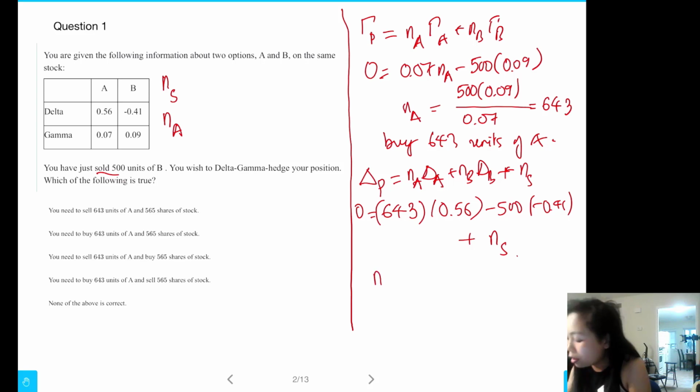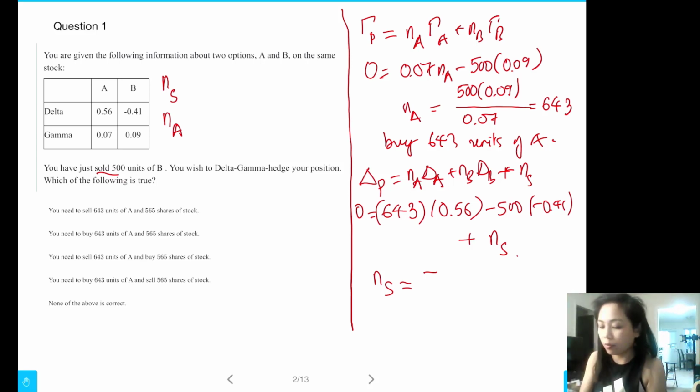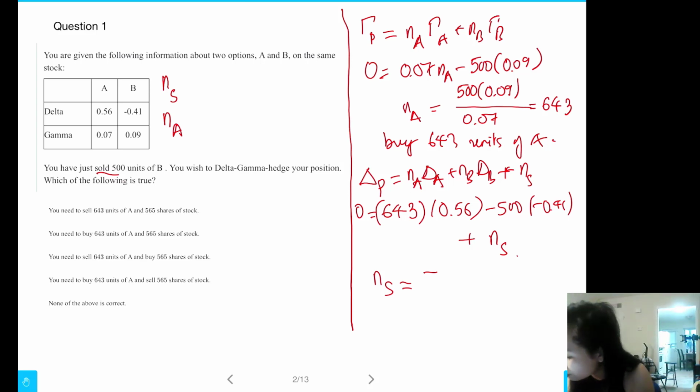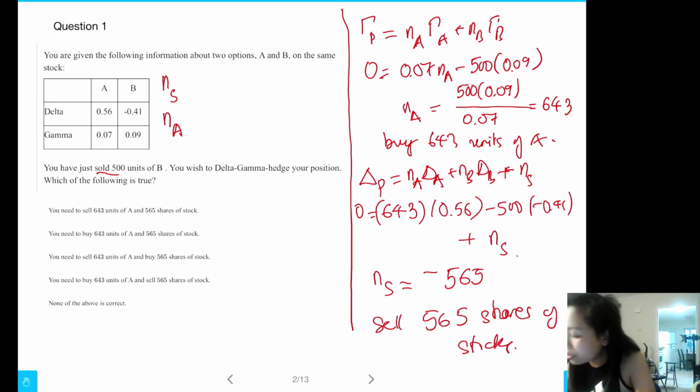We got NS should be negative: 500 times 0.41 plus 643 times 0.56 gives 565, and it should be negative 565. So that means we sell 565 shares of stock. So in this problem, we have to buy 643 units of A and sell 565 shares of stock. So the correct answer here is buy 643 and sell 565. So it should be D.